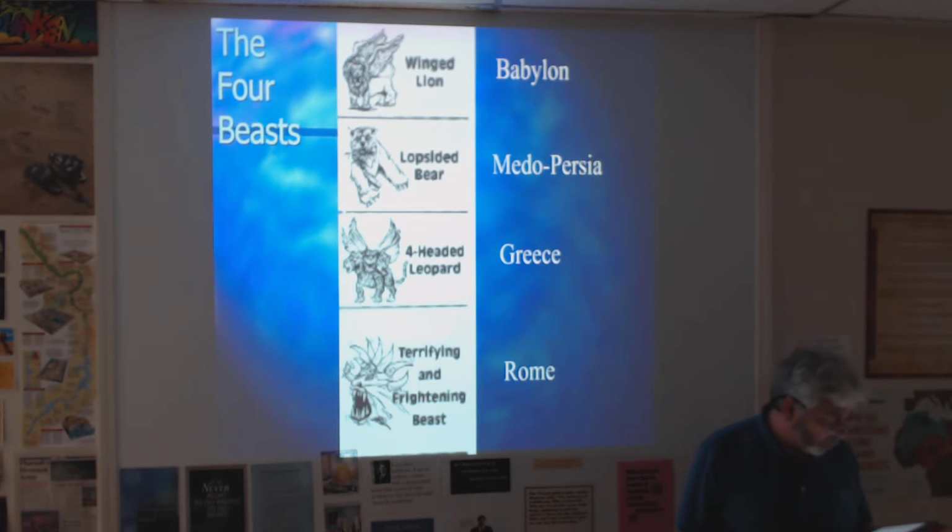And then the one-horned monster, terrible teeth. Down here is Rome. And there are some details there about the little horn, the 10 horns, and there are lots of different understandings about what that means. Some try to portray that as something that's going to happen in the future yet today. Some look at it as the past.